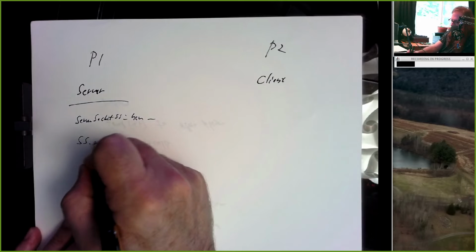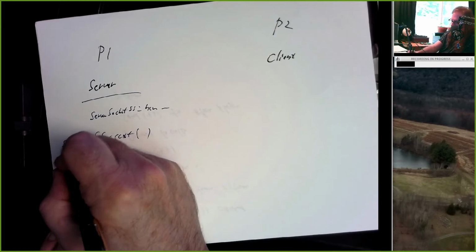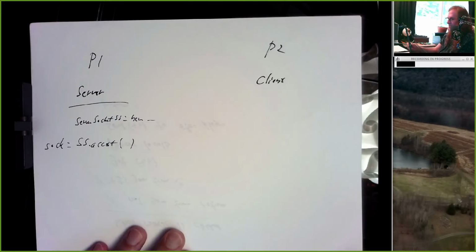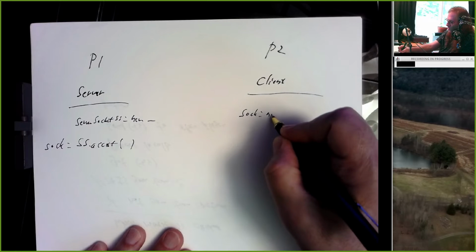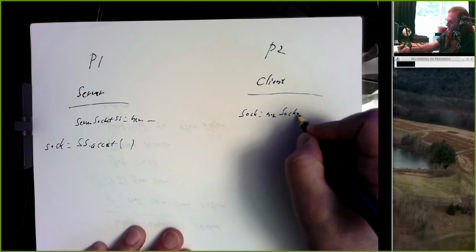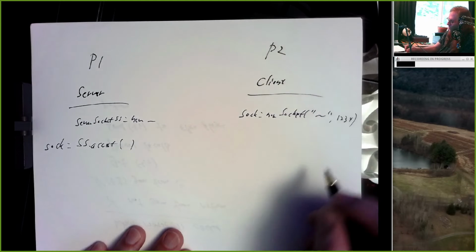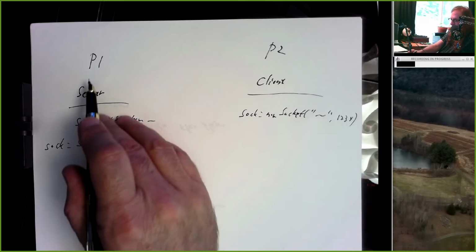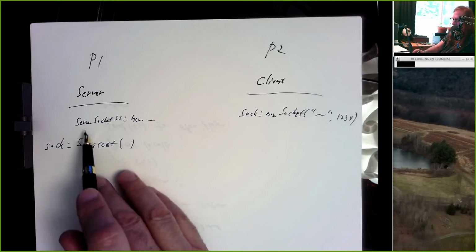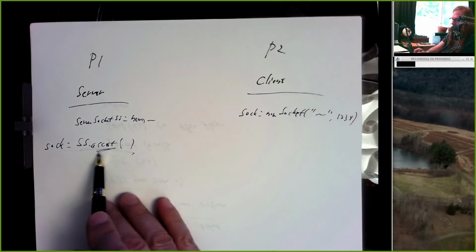And says accept. And that will return a socket. Player 2 is going to say something like sock equals new socket, with the name of the machine they want to connect to and the port number. So this server runs first. They hit the start button, it creates a server socket, it calls accept, and it sits here in accept waiting.